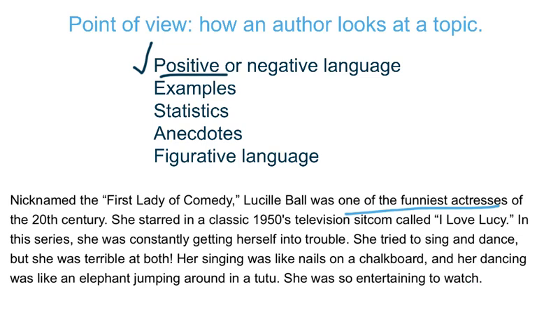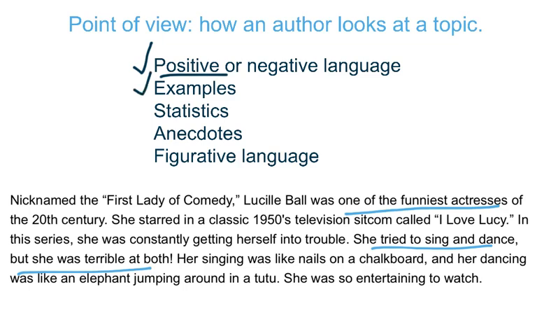We already know from her word choice that the author looks at Lucille Ball as funny, but how does she reveal this throughout the paragraph? First, she describes that Lucille Ball tried to sing and dance, but was terrible at both. This is an example of Lucille Ball's actions on the show.